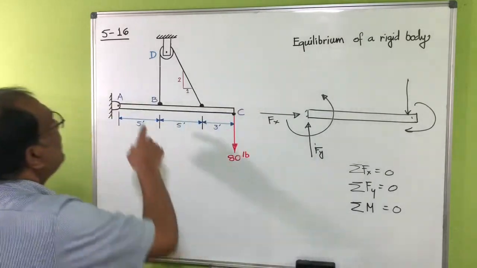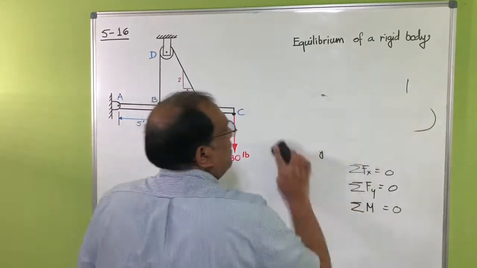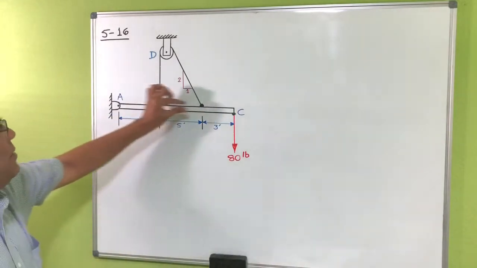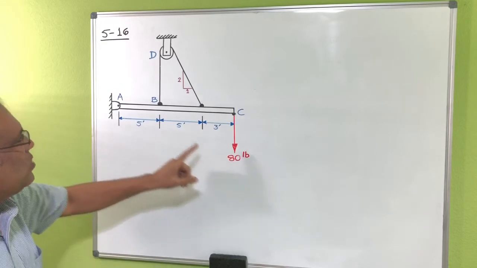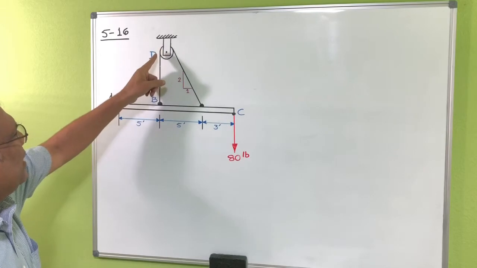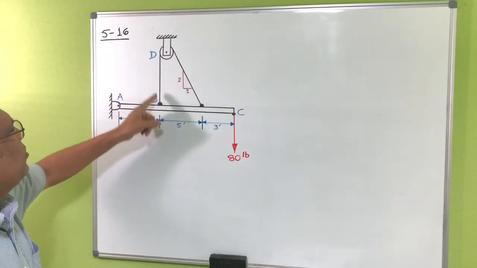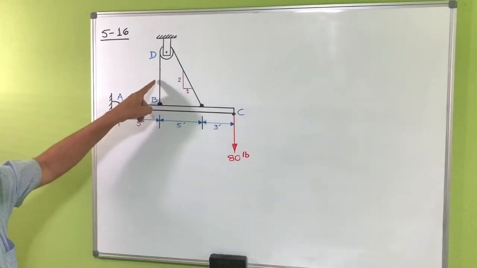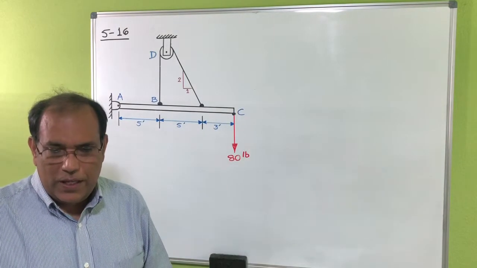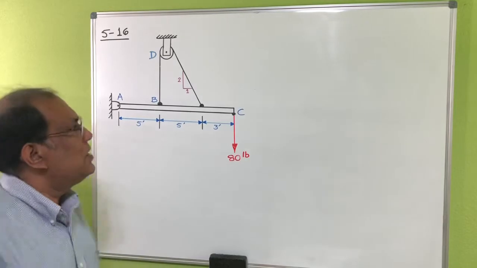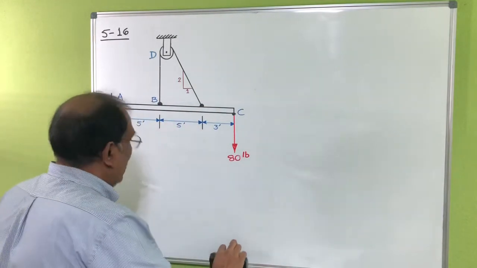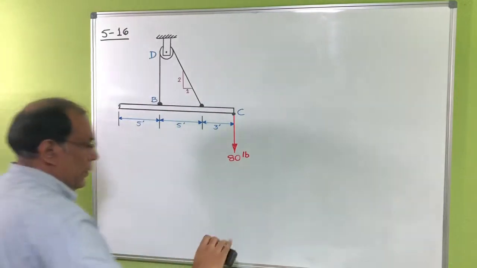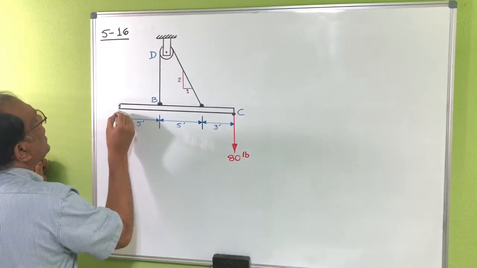In this problem here, you can see this one is saying that this is a beam ABC. There is a weight here, 80 pounds, and you can see this one is hanging from a pulley here. So this is a cable, the same cable moving over the pulley here. They are asking you to find out the reaction here as well as the tension in the cable. So the first thing we do here is draw the free body diagram of this member ABC. To do that, you can see this is a pin support, and for a pin support we have two reactions here.